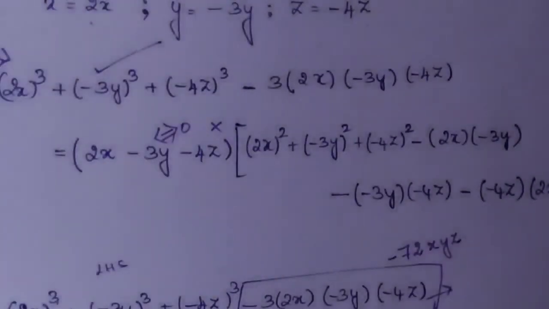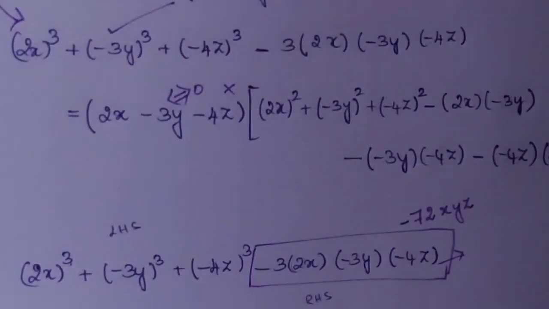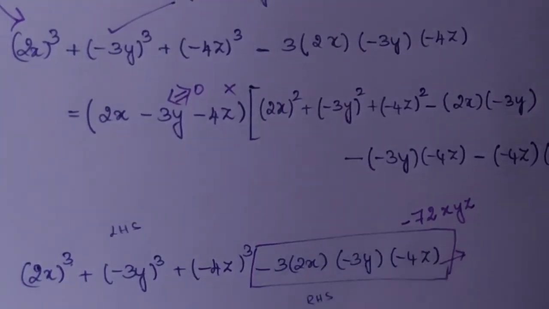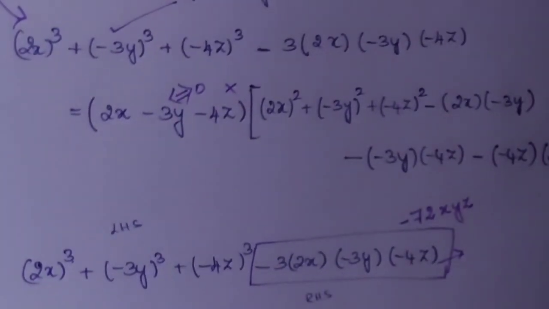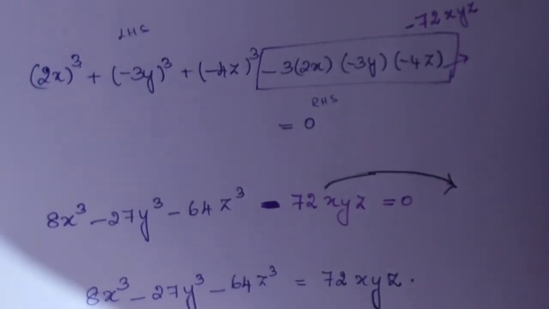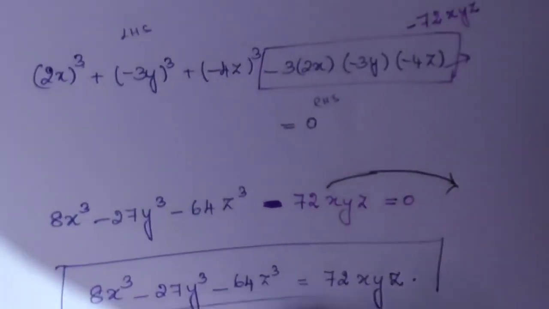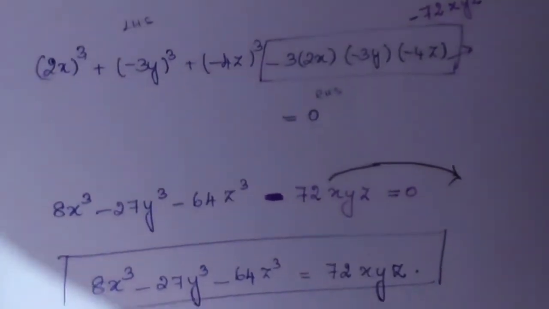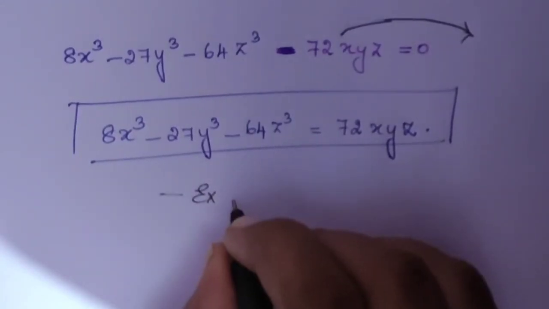So now write the cube of 2x the whole cube, right? So 8x cube minus 27y cube minus 64z cube. Multiply all these numbers, you will get minus 72xyz. Take this to the other side to get the value of 8x cube minus 27y cube minus 64z cube is equal to 72xyz. So we have completed exercise 3.1.